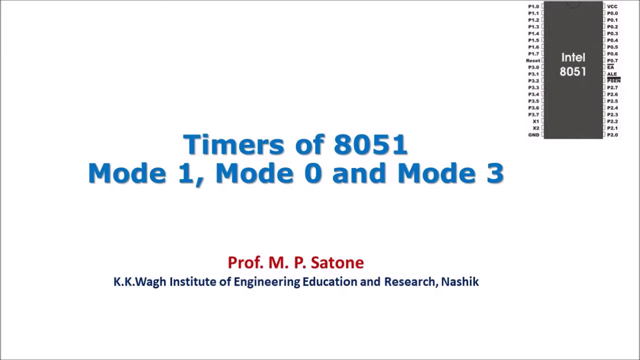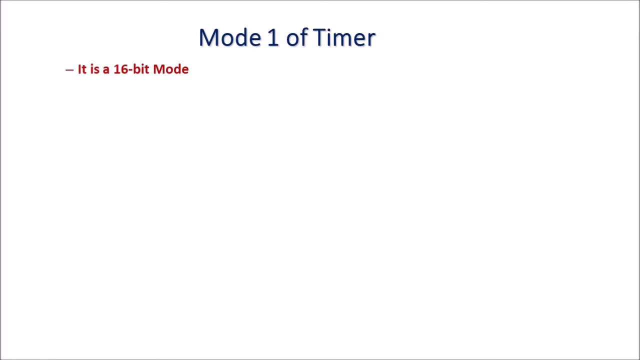In this lecture, you are going to study Mode 0, Mode 1 and Mode 3 of timers of 8051. Mode 1 of timer. Mode 1 of timer is a 16-bit mode. That means user can load 16-bit count in count register of timers. So user can load count from 0000H to FFFFH into timers register TL and TH, that is TL0 and TH0 for timer 0 and TL1 TH1 for timer 1.